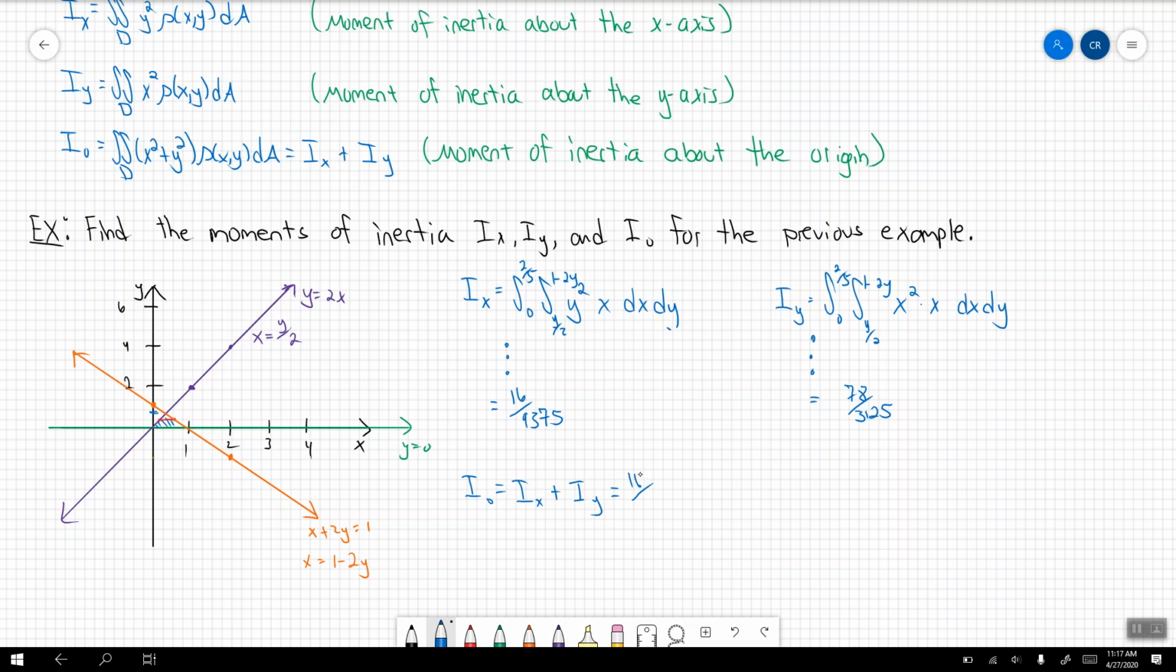Now, for the moment of inertia about the origin, all we have to do is take both of the moments that we just found and add them together. Once you do that, you're going to be left with the moment of inertia about the origin, which in this case should just be 2 over 75.